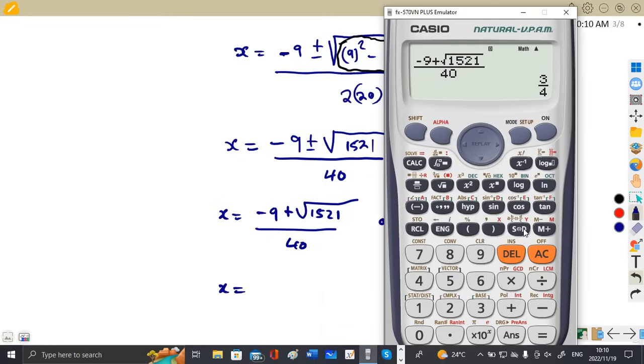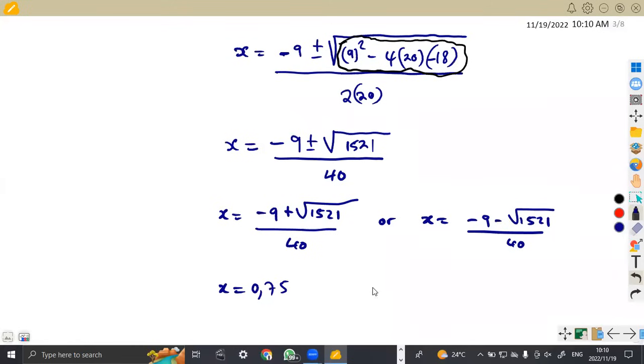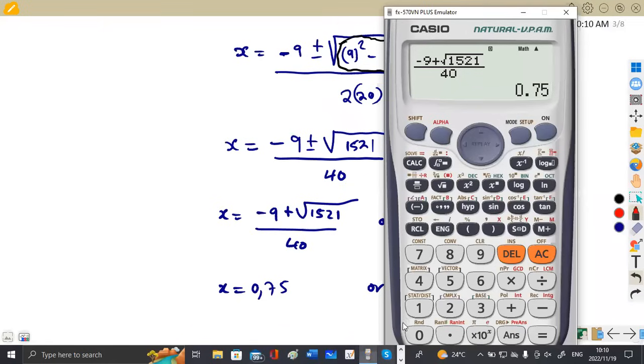We are going to obtain 3 over 4 or 0.75. So that was 3 over 4 or 0.75. Or the other x is going to be, we just put a negative this time here. So that is the only condition. I just have to change here and put a negative.